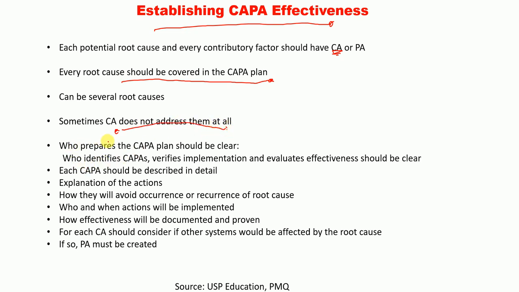So who prepares the CAPA plan should be clear. Who identifies CAPAs, verifies implementation, and evaluates effectiveness should be clear. The CAPA should be described in detail, with an explanation of the actions, how they will avoid occurrence or recurrence of the root causes, who will implement the actions and when, how effectiveness will be documented and proven, and for each corrective action, consider if other systems will be affected by the root cause. If so, a preventive action must be created. So to establish CAPA effectiveness, these are some important points that we should pay attention to.